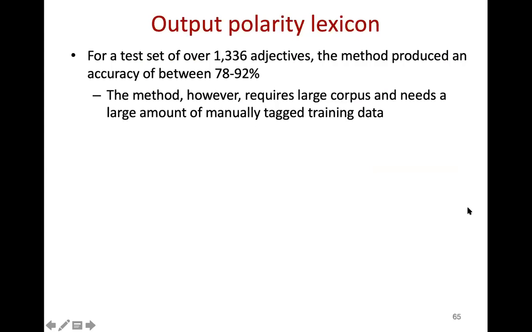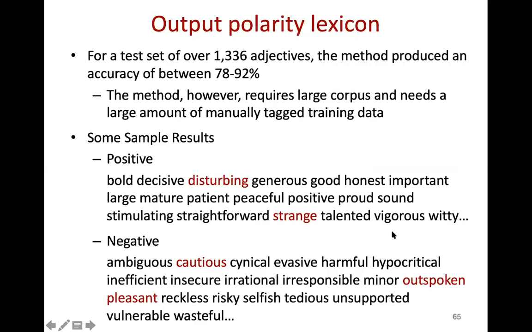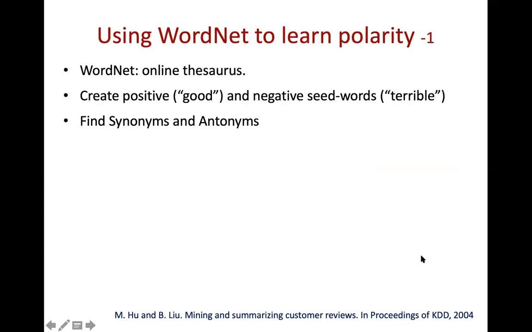Then you can output your polarity lexicon with a high accuracy of up to 92%, and you have many more adjectives than you had in it before. You can also use WordNet to learn polarity. This one I described before.